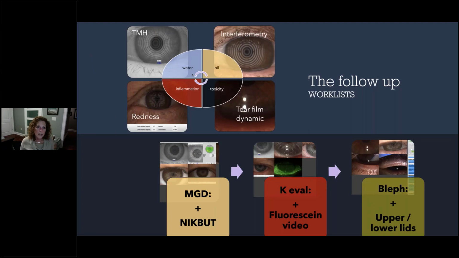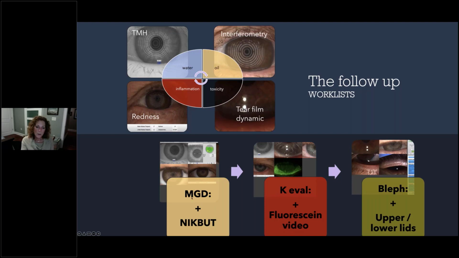Now, my cheat sheets for my follow-ups. The basic dry eye follow-up is right here. I want to know water, oil, inflammation, and what I call just kind of toxicity. I want to know what's in the tear film. So I do my tear meniscus height, interferometry, redness, and tear film dynamic. And this is done on every single dry eye eval. So if I didn't put in my notes why I want them to come back, if I didn't specify that it was MGD, K-eval, or blepharitis, then I know this is what I'm getting.